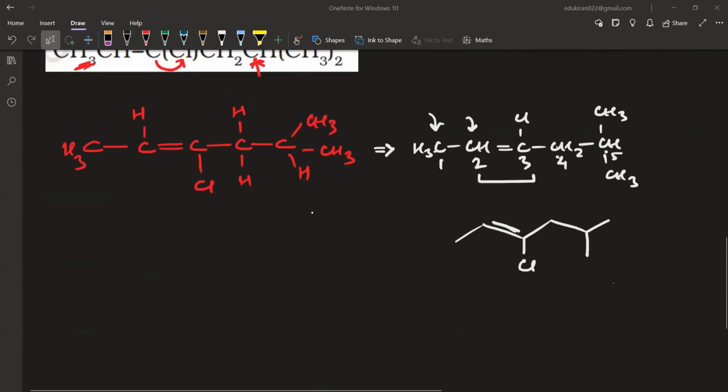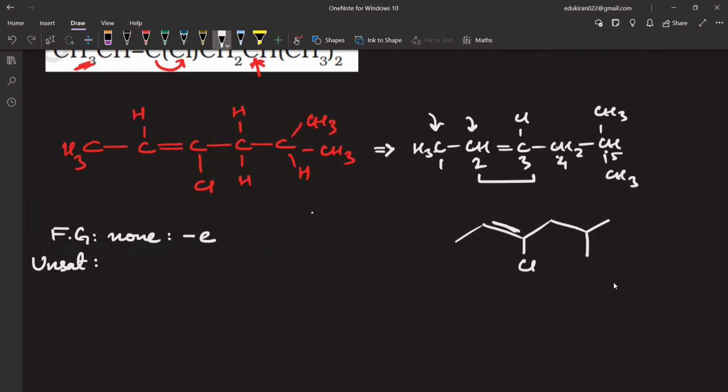Tell me. Very good. So functional group is none. And how do we represent this? With E, right? Correct. Okay. Then you tell me unsaturation. Do we have any double bond or triple bond in this structure? One double bond. Double bond is there. So what is the letter that we represent this by? En. Correct. Okay. Now, then we have parent.